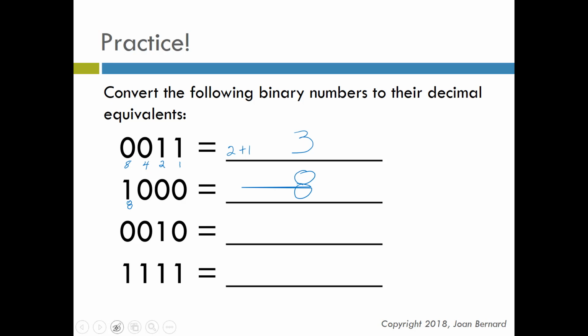The next number is 0010. There's only a 2 here, so the answer is 2. And in the last one, I have an 8, a 4, a 2, and a 1 that I have to write down for my values. And I see that they're all ones. So I'm going to have to add all of those numbers together. So 8 plus 4 plus 2 plus 1, and that equals 15.